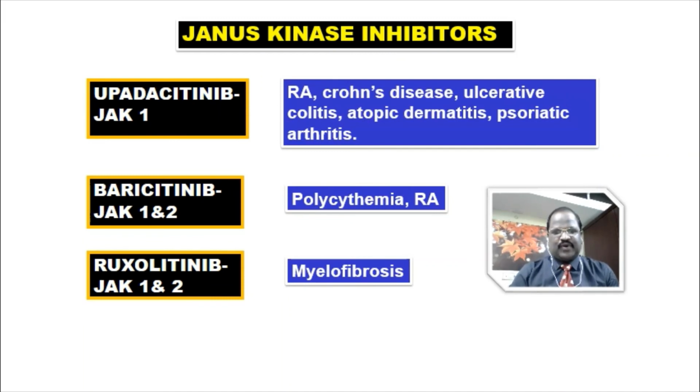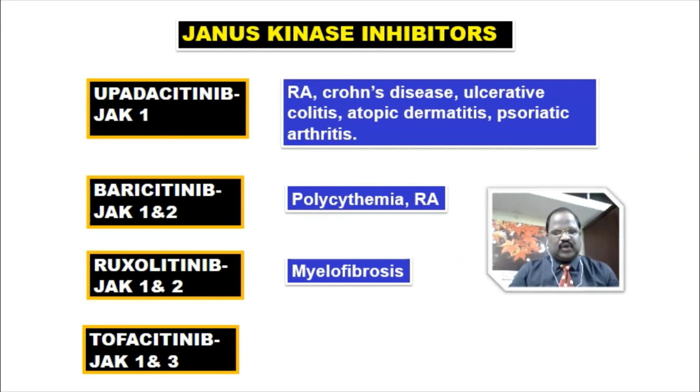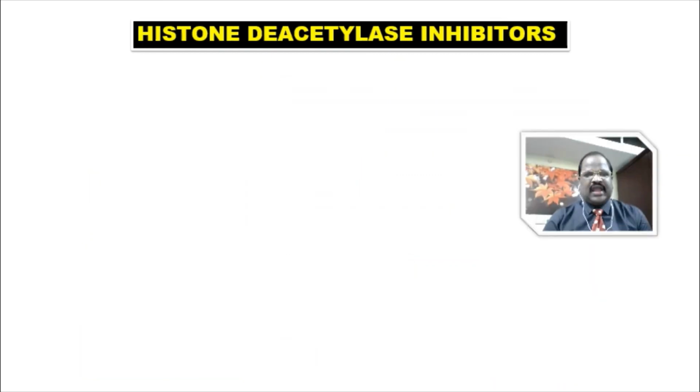Another very important drug called tofacitinib. Tofacitinib is a Janus kinase 1 and 3 inhibitor useful for treatment of rheumatoid arthritis. So you should know all the Janus kinase inhibitors and what their indications are. All these are very important areas for MCQs. And then we have one more small molecule inhibitor group called histone deacetylase inhibitor, called HDAC.